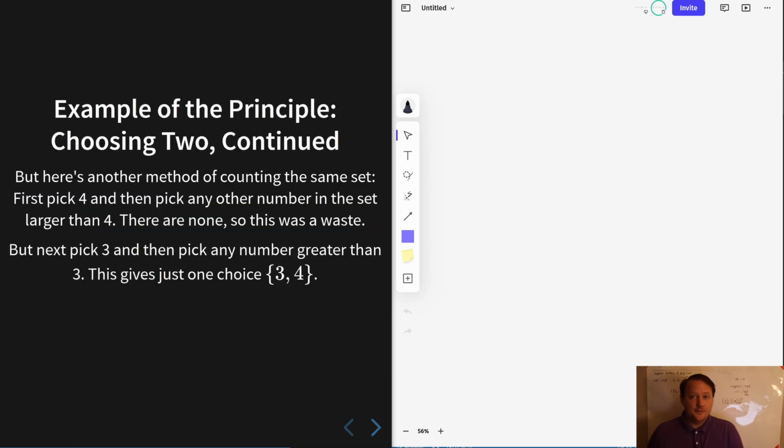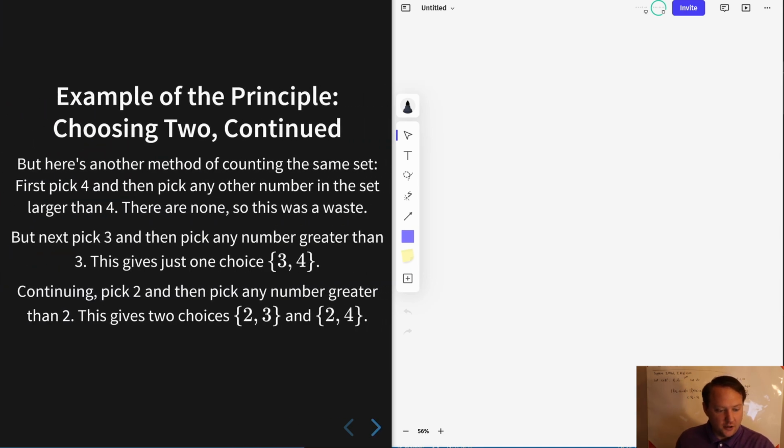Now let's count the same set in a different way. To proceed methodically, let's imagine that we take some element like, for instance, 4, and let's look for all 2-element subsets containing 4 and any number bigger than 4. But since there aren't any, this just corresponds to no subsets at all. Now let's do it again, but this time let's start with 3, and again we'll look for all of the 2-element subsets containing 3 and any number greater than 3. This corresponds to just one 2-element subset, which is {3, 4}.